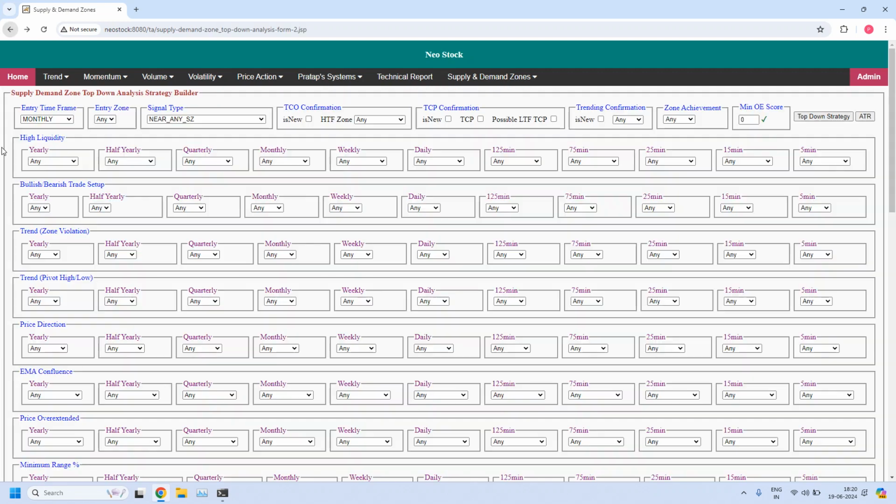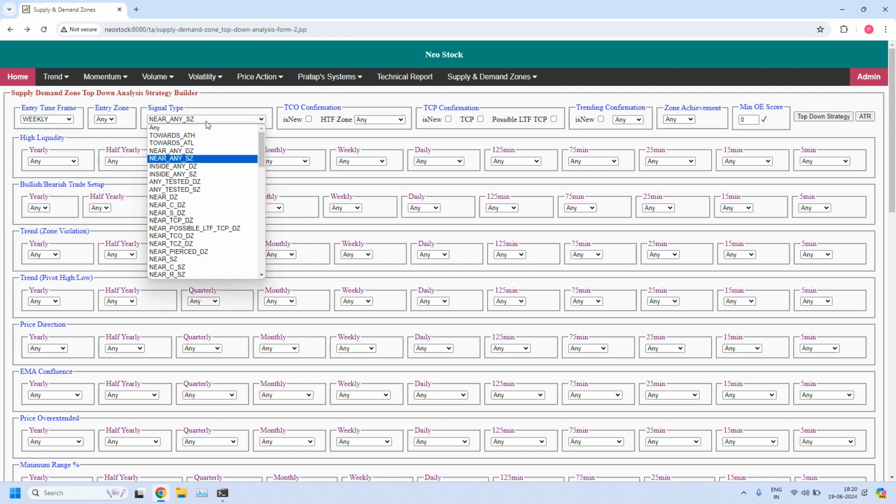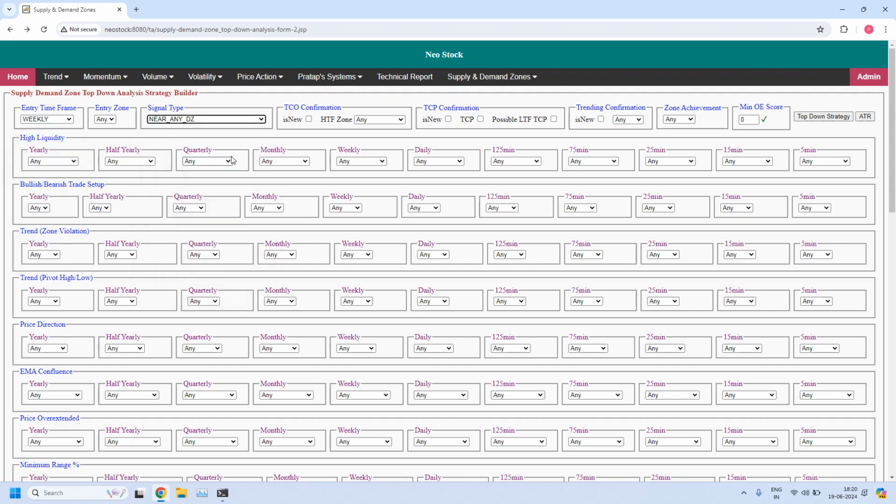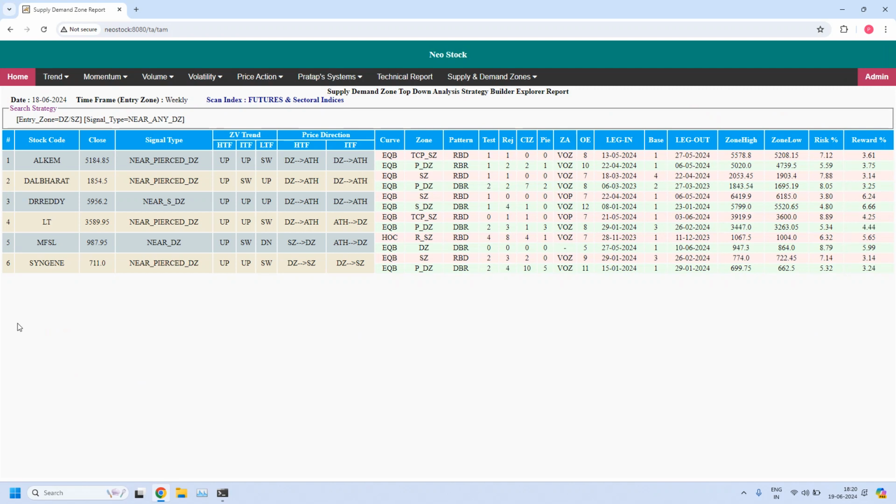Okay, let me go back. Changing the time frame to weekly. Let us find the stocks near weekly demand zone. 6 stocks are filtered near to the weekly demand zone.